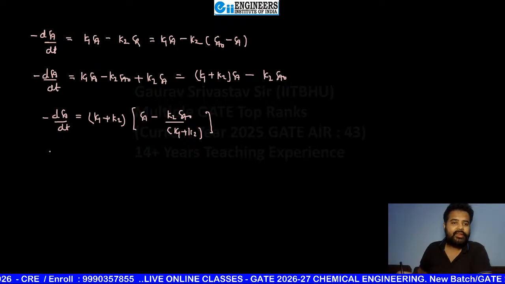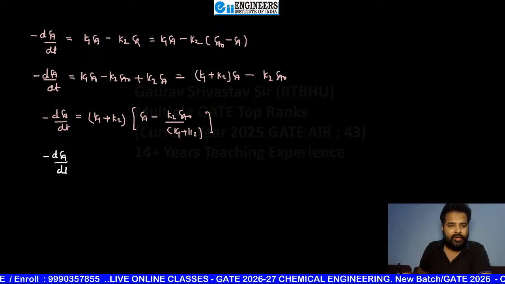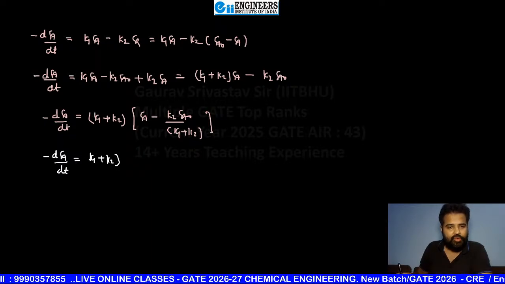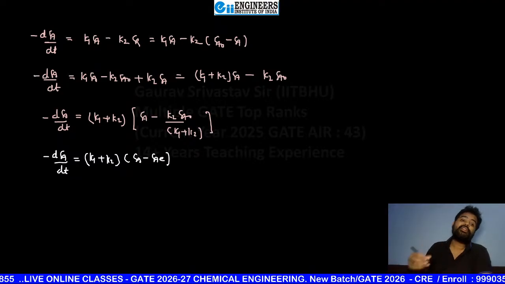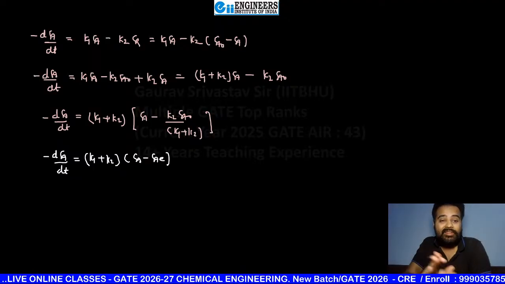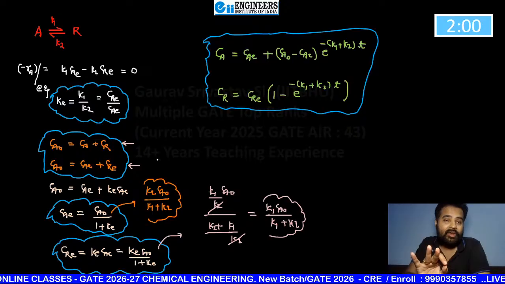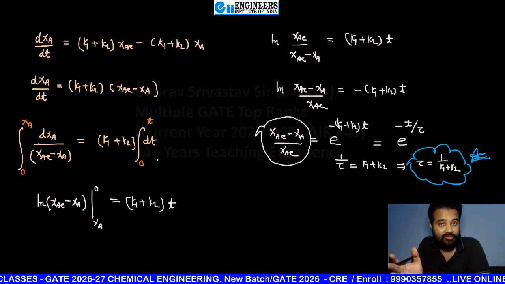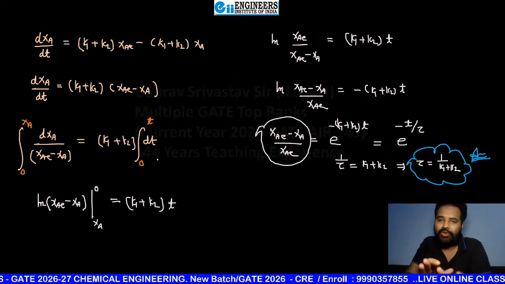We can put CAE. So further solving, we can write dCA upon dt equals k1 plus k2, and now here, my dear students, I can write CA minus CAE. Very, very easy. Just our equation is similar to XA minus XAE. But this time I'm dealing not in terms of conversion but in terms of concentration, because I want a final expression in terms of concentration.